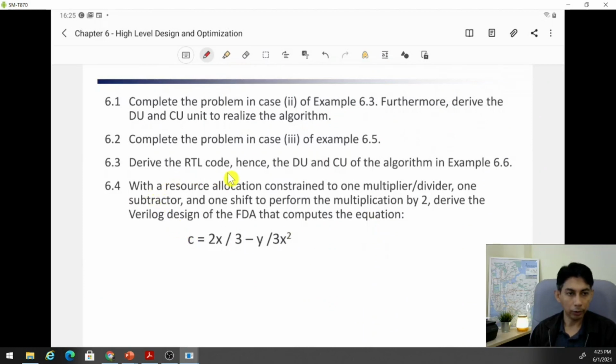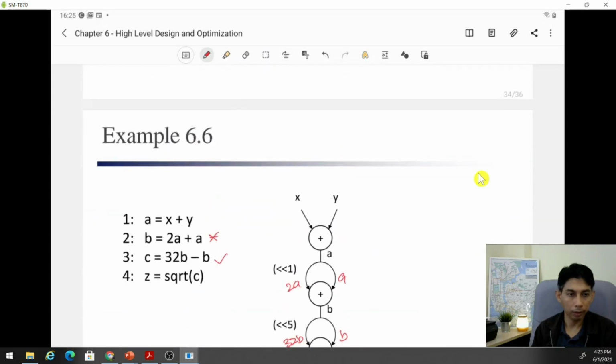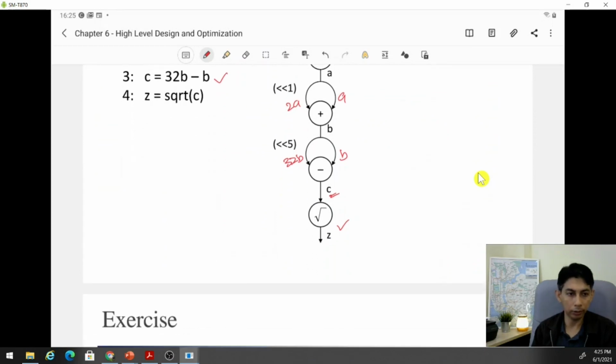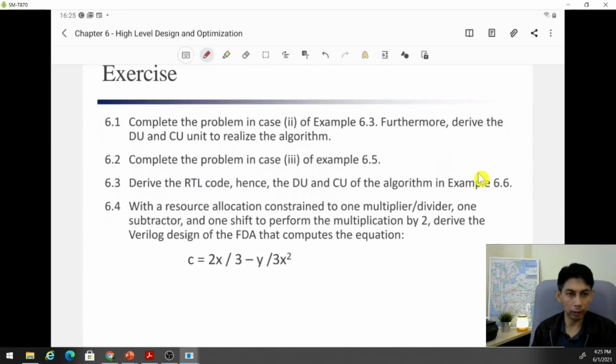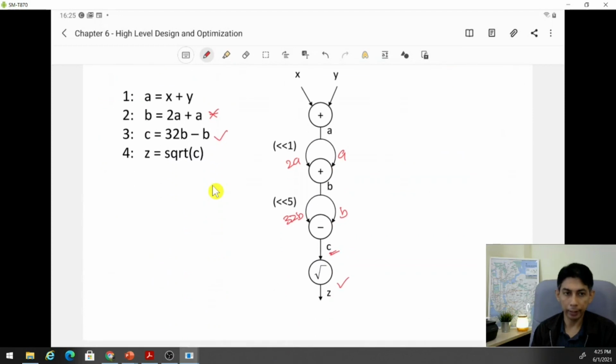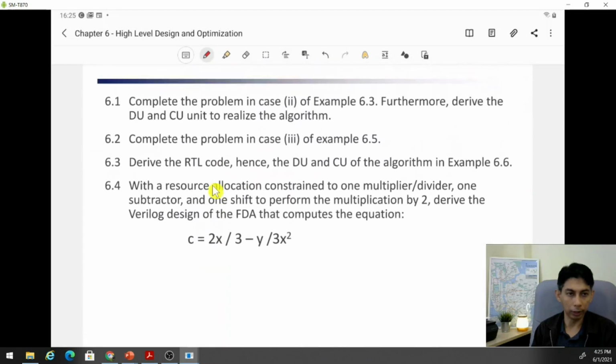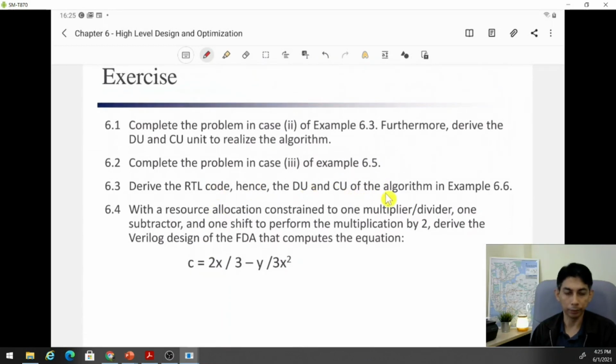Derive the RTL code, hence the DU and CU algorithm in example 6.6. Okay, this one, you need to derive the RTL code. So this should be your homework, your exercise. Because we have the DFG already, deriving the RTL code is straightforward. And from the RTL code, you can derive, of course, the DU and CU. Okay, so this is your homework.